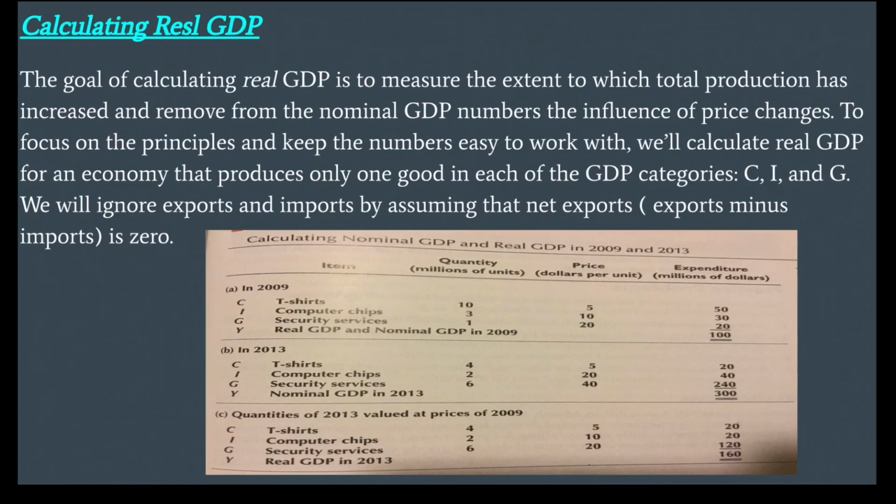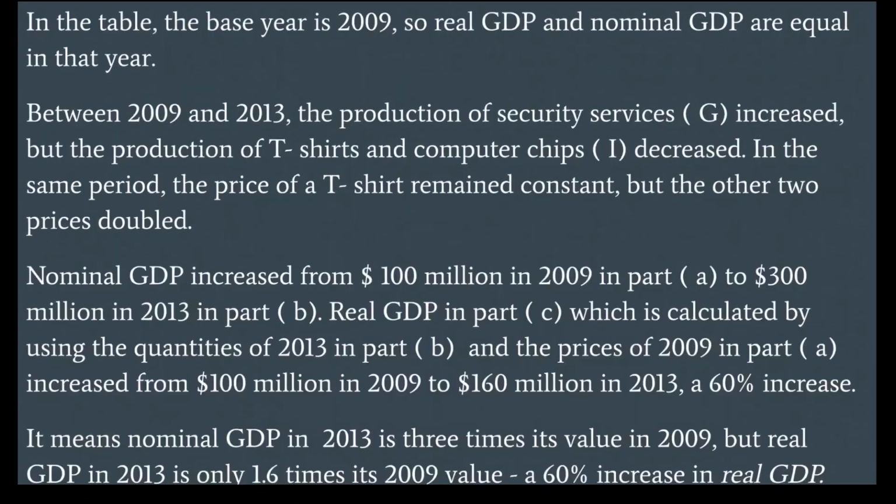Calculating real GDP. The goal of calculating real GDP is to measure the extent to which total production has increased and remove from the nominal GDP numbers the influence of price changes. To focus on the principles and keep the numbers easy to work with, we will calculate real GDP for an economy that produces only one good in each of the GDP categories, that is C, I, and G. We will ignore exports and imports by assuming that net exports, that is exports minus imports, is zero. In the table, the base year is 2009, so real GDP and nominal GDP are equal in that year.